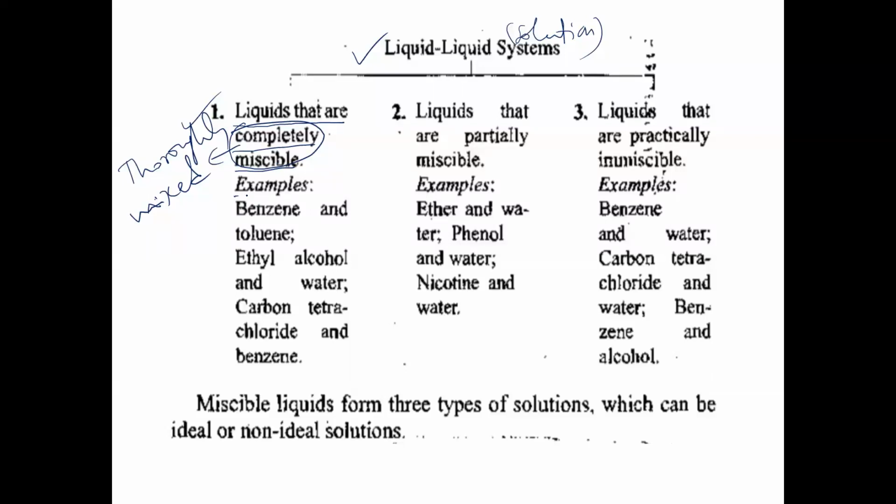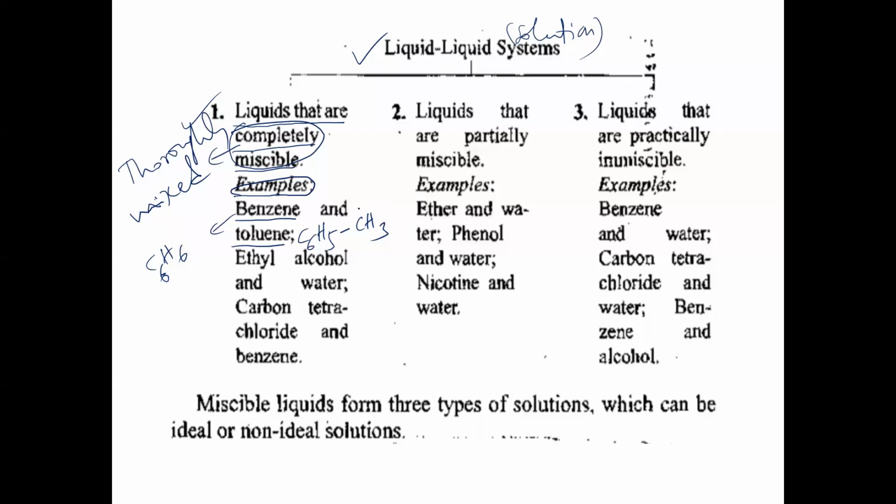So examples of this type of miscible liquids: benzene and toluene. Benzene formula we have taken C6H6, and toluene is C6H5-CH3. CH3 group is methyl. When a methyl group is substituted in the benzene ring, it is called methyl benzene. Methyl benzene is called toluene.